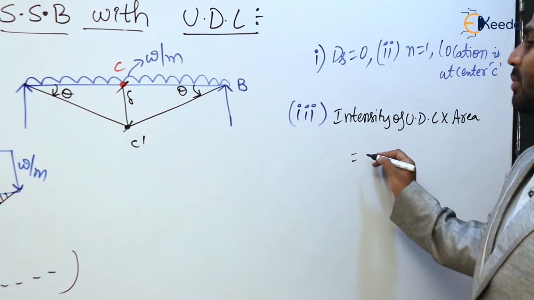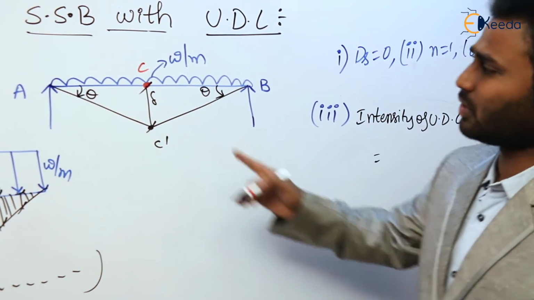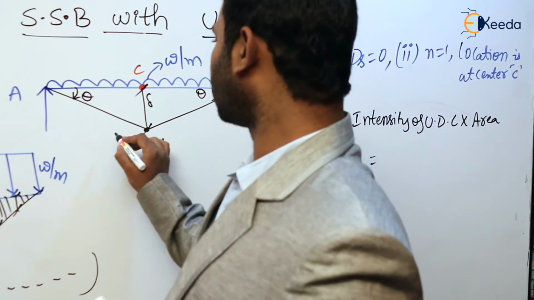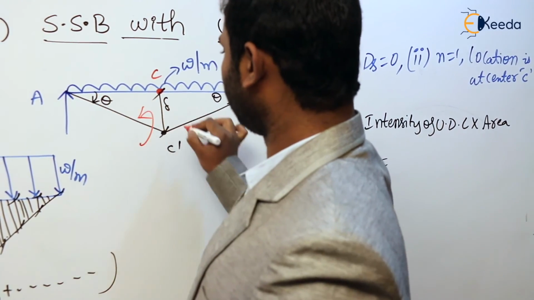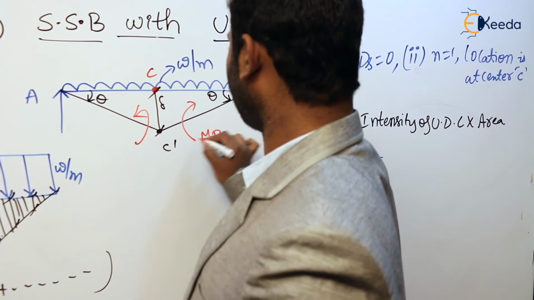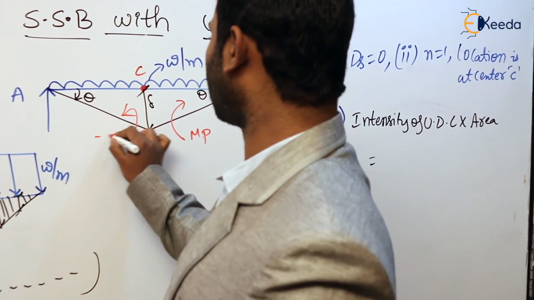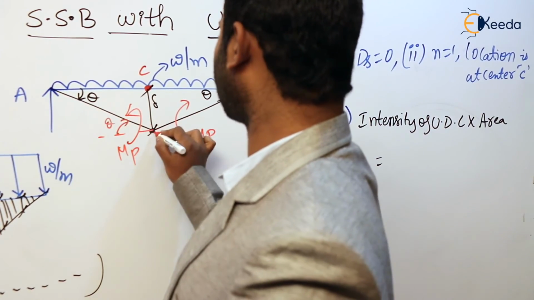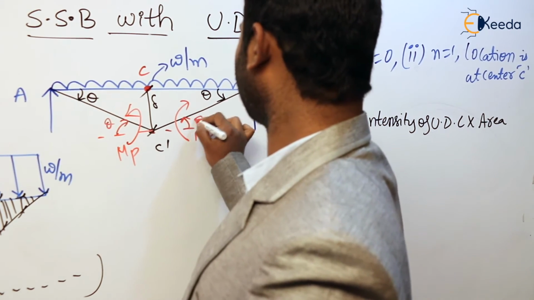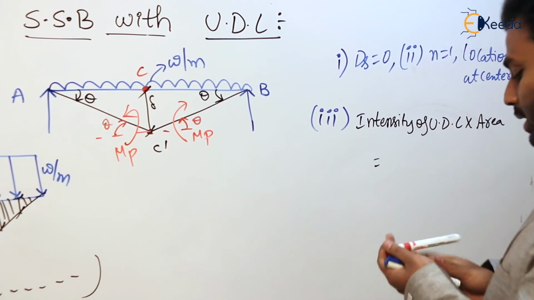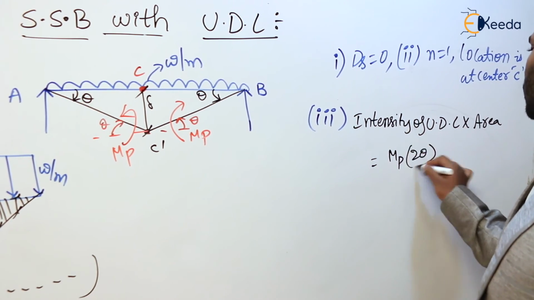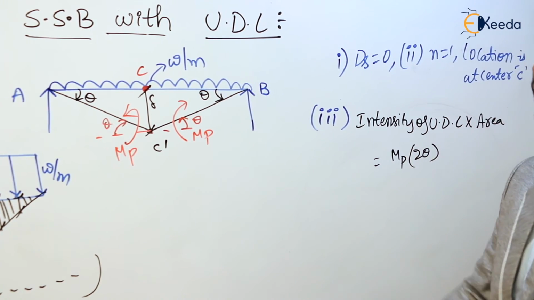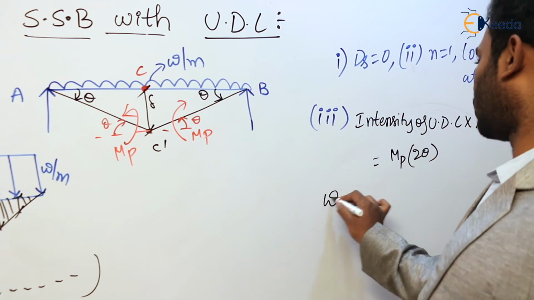And internal work the same. Internal work is nothing but, here the hinge is formed at C. So here it is MP and here it is MP. This MP tries to make here theta and here theta. So internal work is nothing but MP into 2 theta. Now the intensity of UDL, what is the intensity of UDL? W. So W into area.